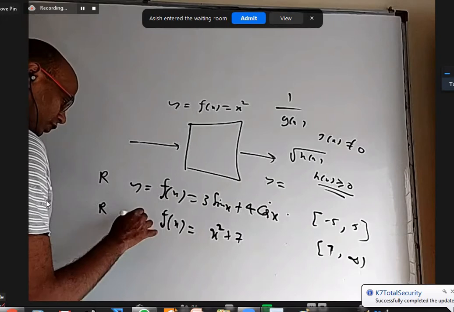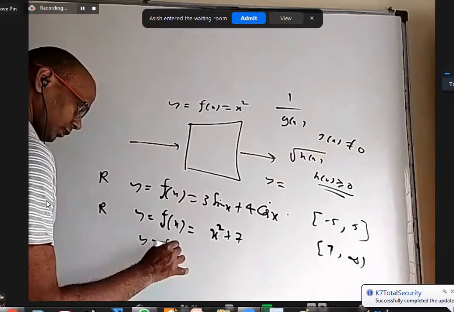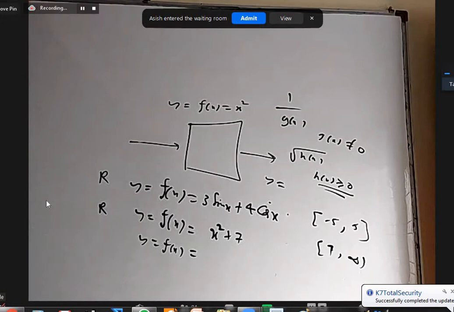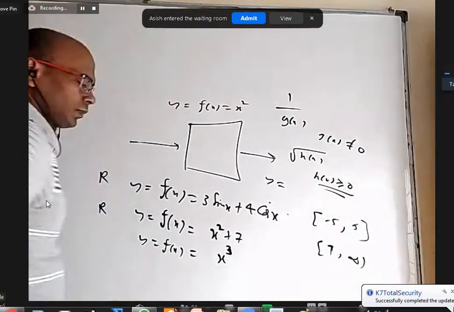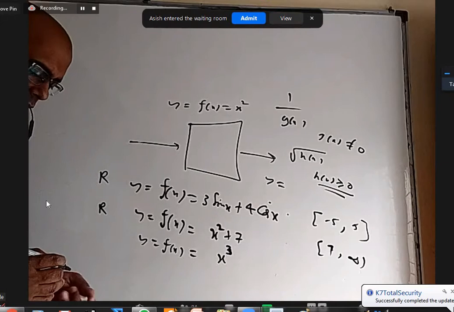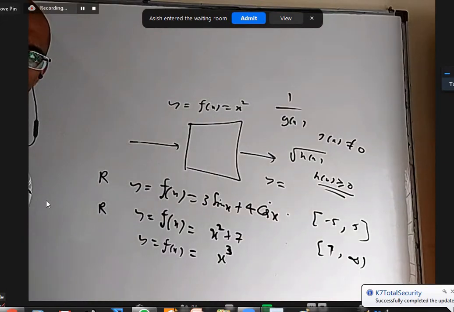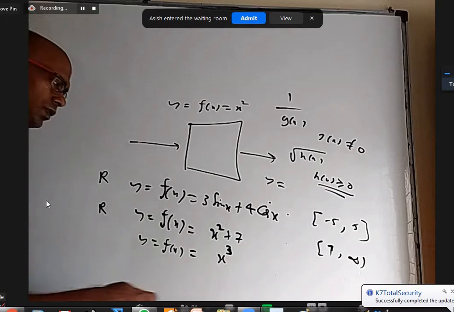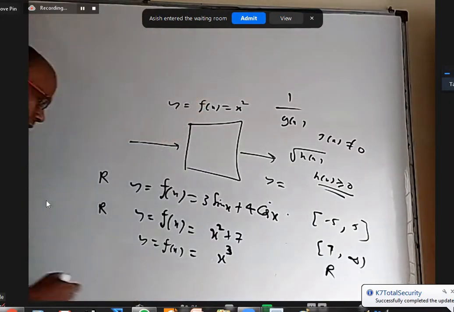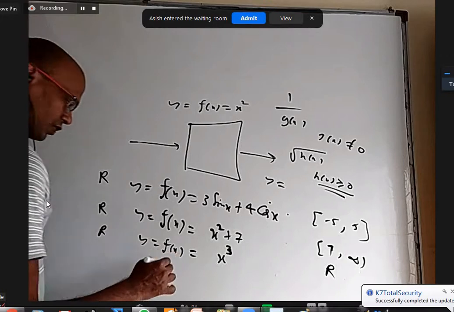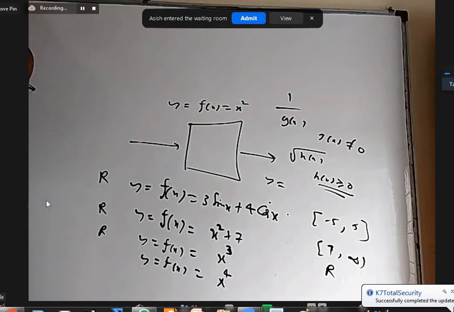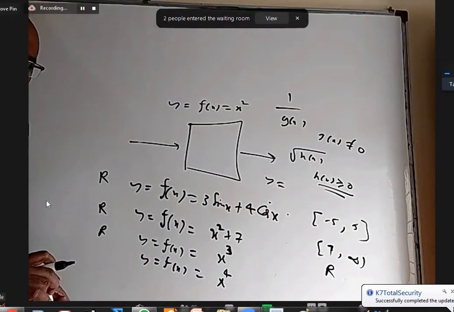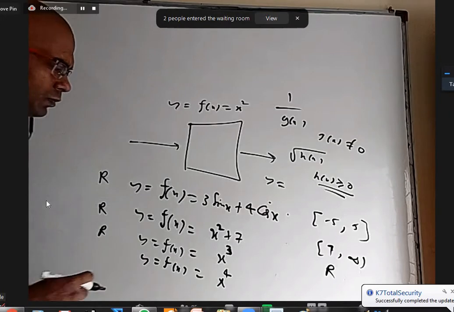Let us take another function. f of x equal to x cube. So minus infinity to infinity. Yes, all real numbers. The domain is also all real numbers. Instead of that, if it is x power 4, closed 0 to open infinity.